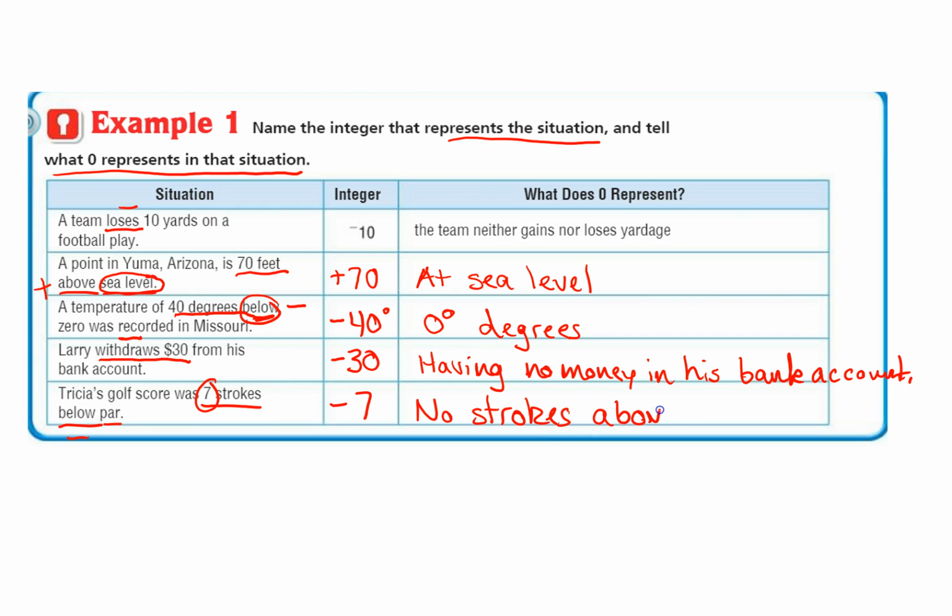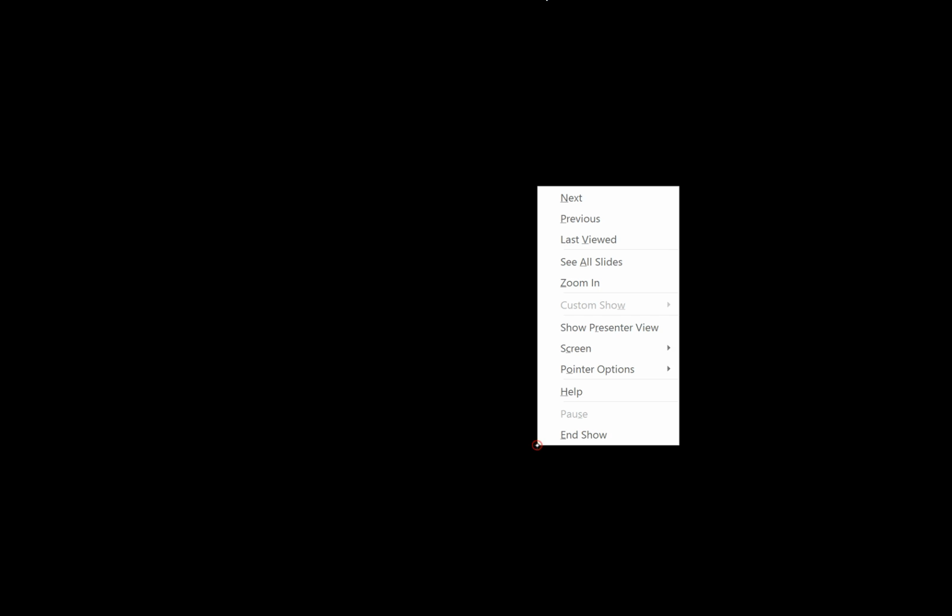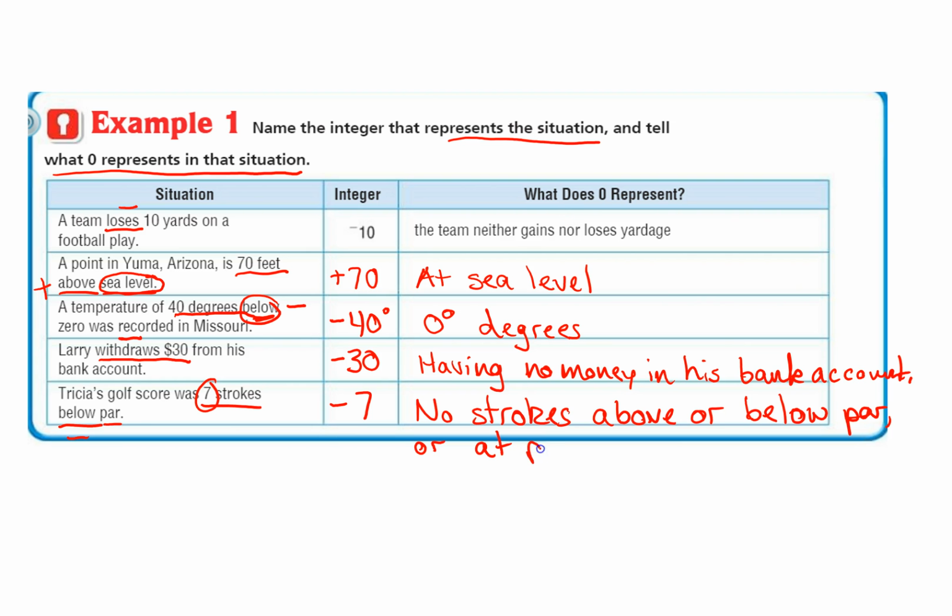above or below par, or you can say at par. At par or just par. Par for the course means you're not above or below par. You're right at par. All right.